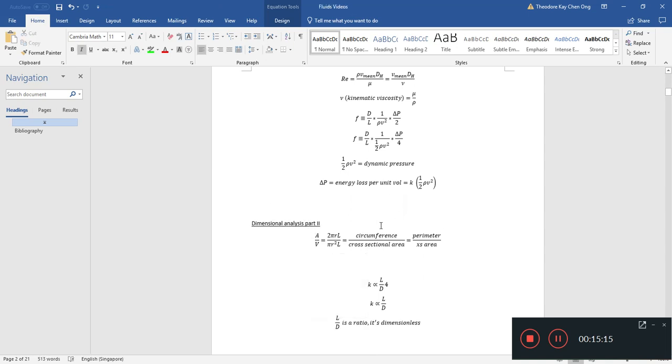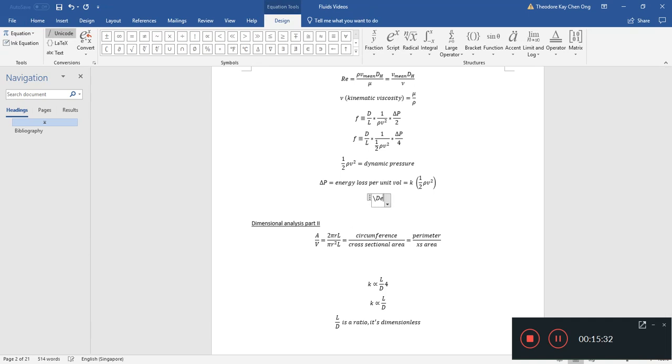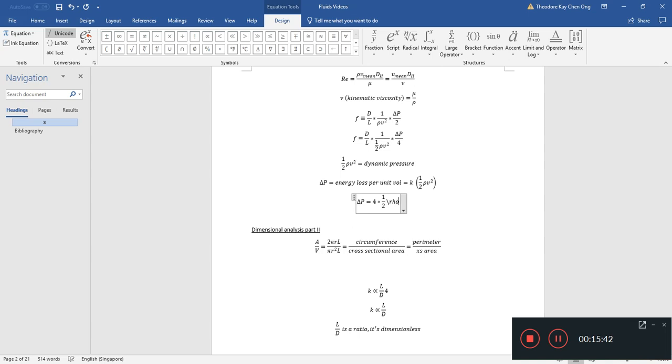So the pressure drop, or in other words, the energy loss per unit volume, because PV is in energy units. So energy loss per unit volume equals K times half rho V squared. So this delta P is what we want to look for. Okay, so we make delta P the subject, and that will equal 4 times half rho V squared times L over dH.